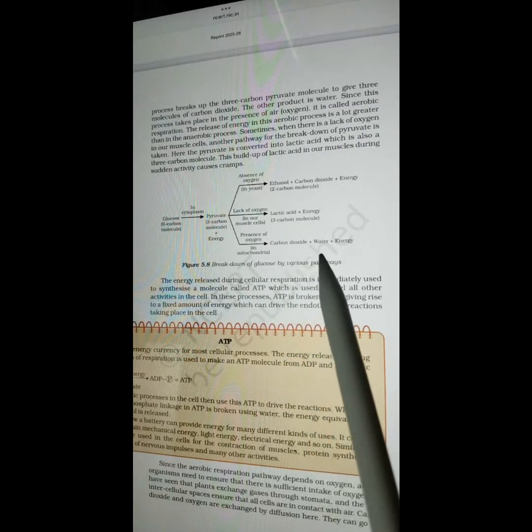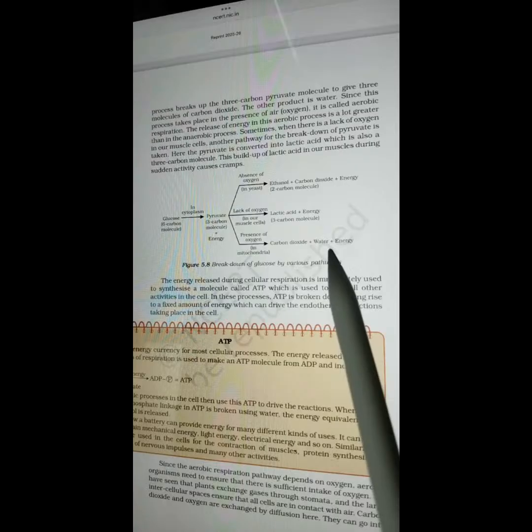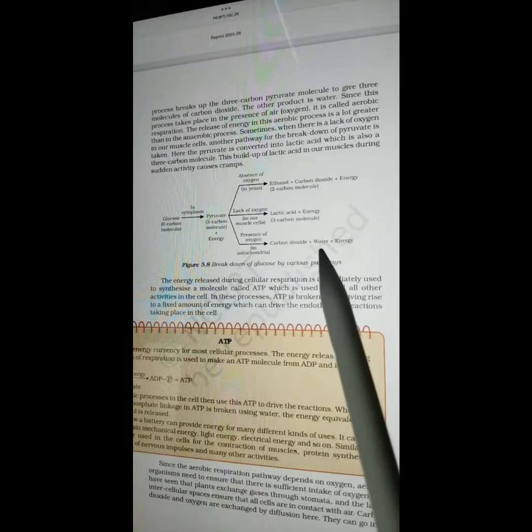In humans, in case oxygen is there, this process occurs in the matrix of mitochondria. This is aerobic respiration, which will produce carbon dioxide, water, and energy. In terms of energy, you should definitely know that ATP is produced. And how many molecules of ATP are produced? 36 ATPs from one glucose.